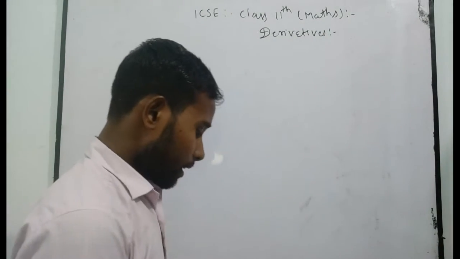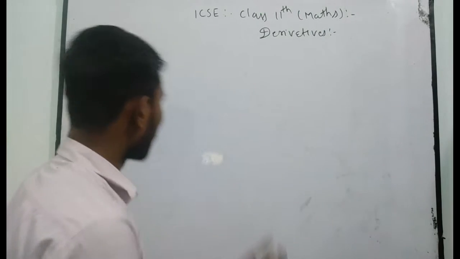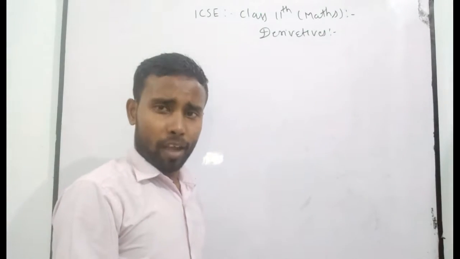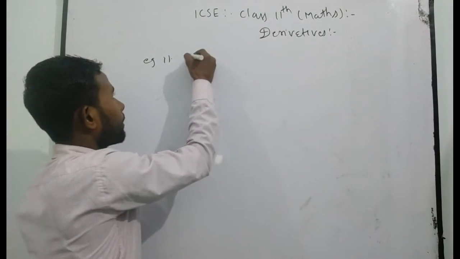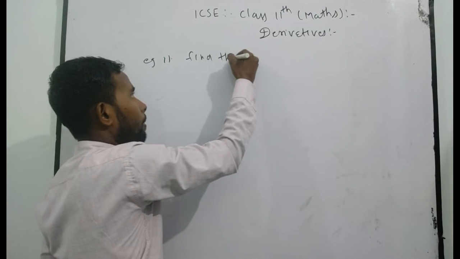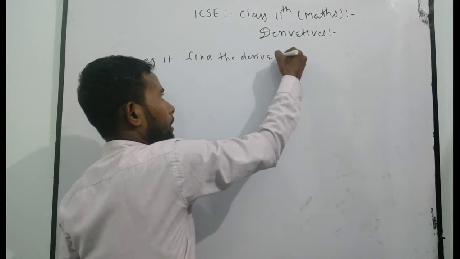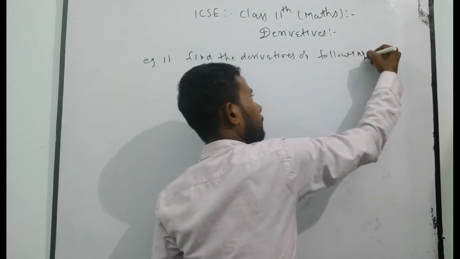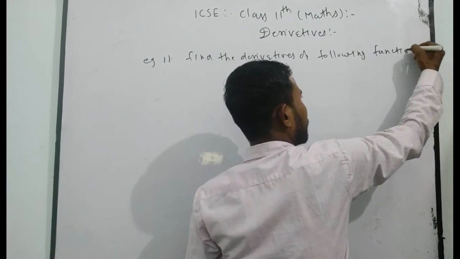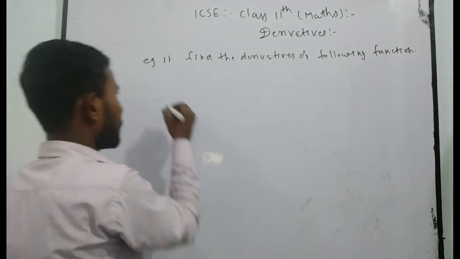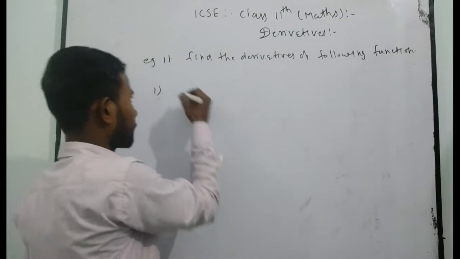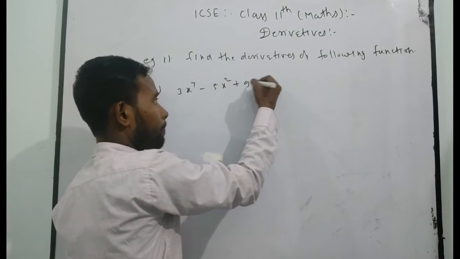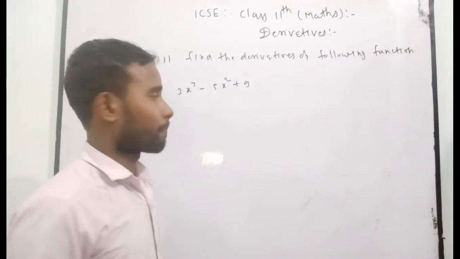I want to take an example. First, they told you: find the derivatives of the following function. First will be (3x) whole to the power 7 minus 5x squared plus 9. You have to find the derivative of this function.